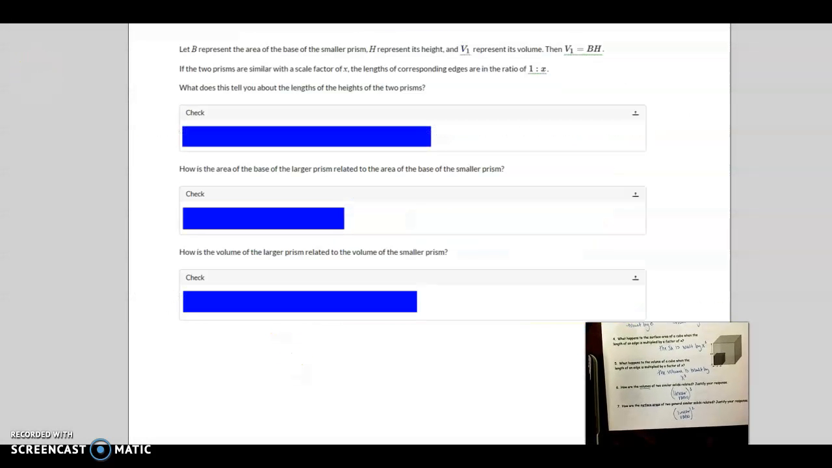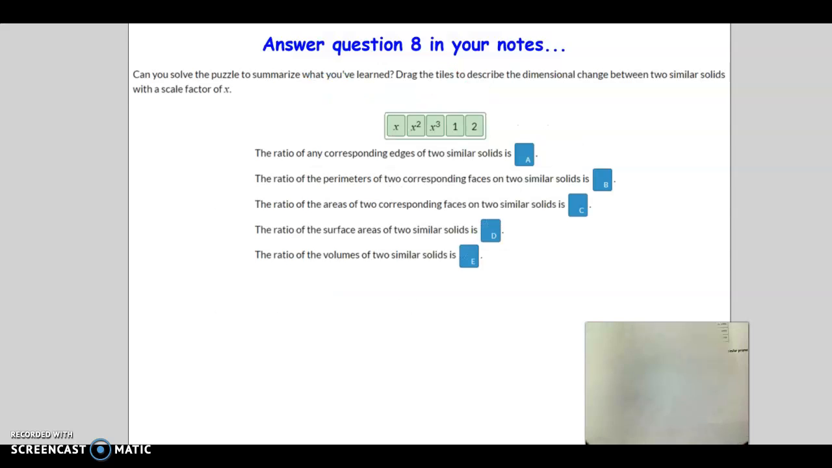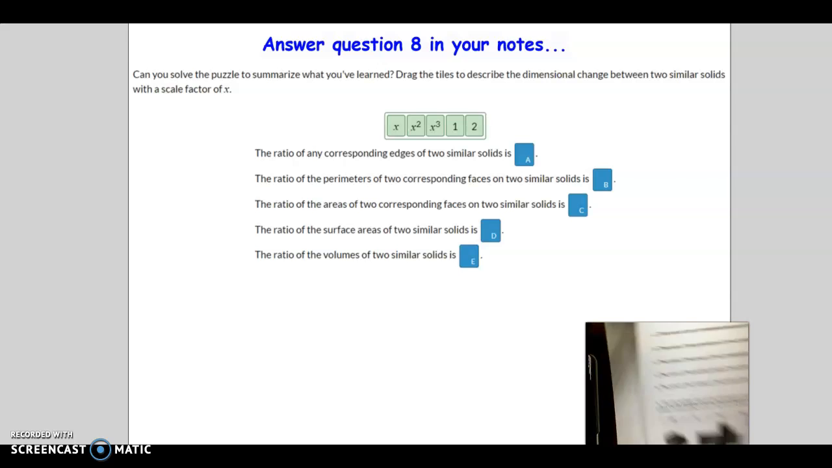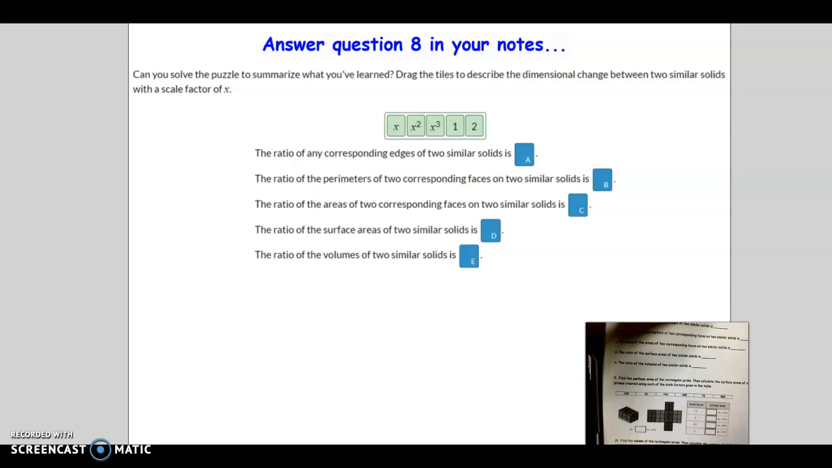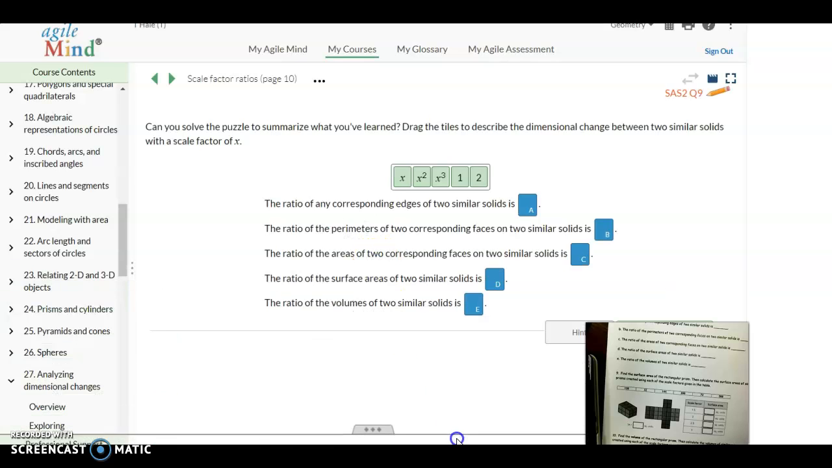So let's look at that in an example here on question 8 in your notes. It says, this is not really an example. We'll get to an example number 9. Question 8 is just wanting to know, can we solve this puzzle? So I'll bring it here where I can drag these over here. So it says, can you solve the puzzle to summarize what we have learned? Drag the tiles to describe the dimensional change between two similar solids that have a scale factor of x.